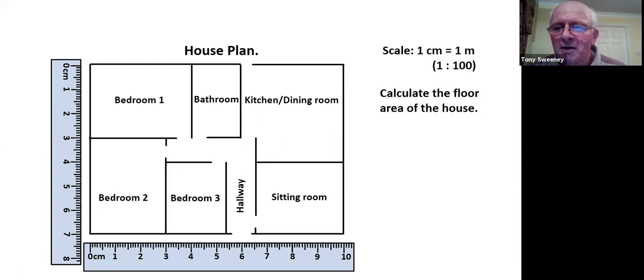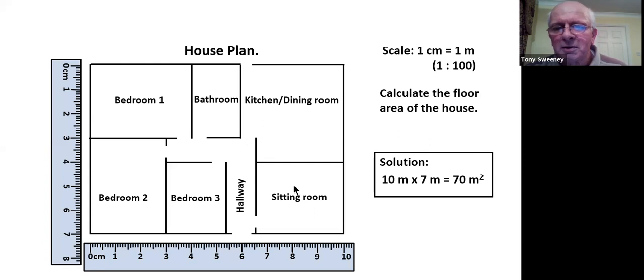Calculate the floor area of the house. So solution, it's 10 meters long and it's 7 meters wide. So that gives you an area of 70 meters squared. Okay.